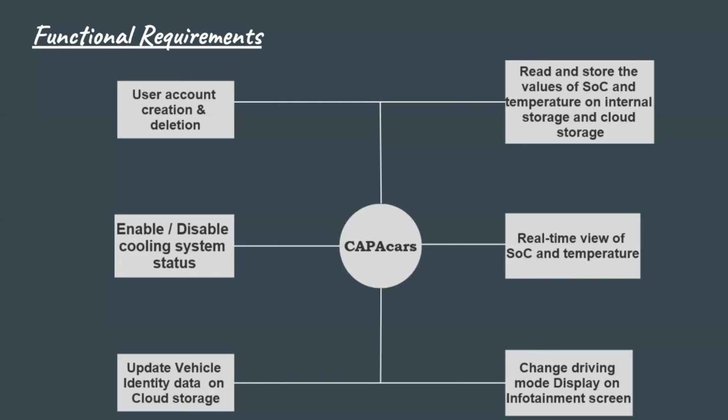The vehicle user shall be able to view the SOC and temperature values in graphical format on the infotainment panel. Central Software System shall enable by default the following driving modes based on the value of SOC and display it on the infotainment panel screen. If the SOC is above 70%, then all the three driving modes are enabled. If the SOC is between 30 and 70%, then only eco and auto driving modes are enabled. And if the SOC value is below 30%, then only the eco driving mode will be enabled.